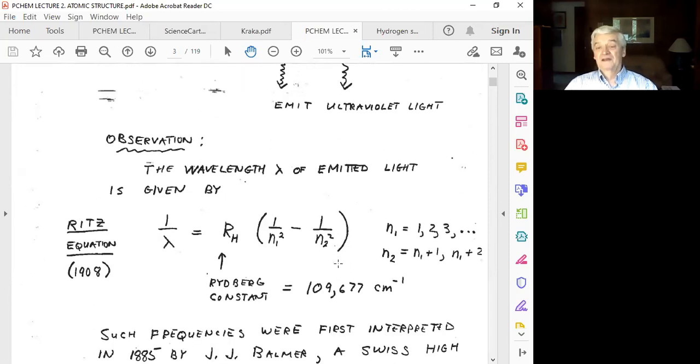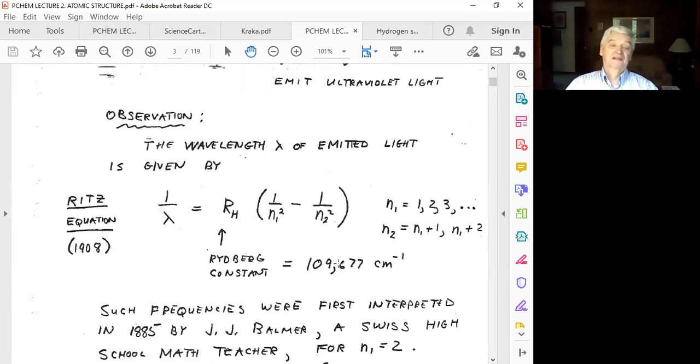Okay, so this was already observed in the late 1800s, and then people were puzzled, why in the world is this happening? But ultimately, based on information I'm about to give you, Rydberg and Ritz came along and developed what got to be called the Ritz equation in 1908.